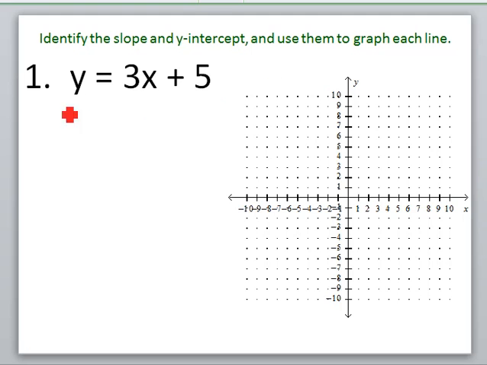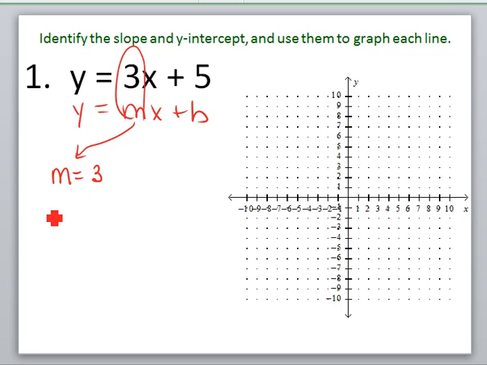The first thing that you will see is that this is in y equals mx plus b form. So that means that my m is 3. And when we write our slopes, we're going to go ahead and express them as a fraction of 3 over 1. We've discussed how it could be 3 over 1 or negative 3 over negative 1. The b value is 5. So that means my y-intercept is 5.